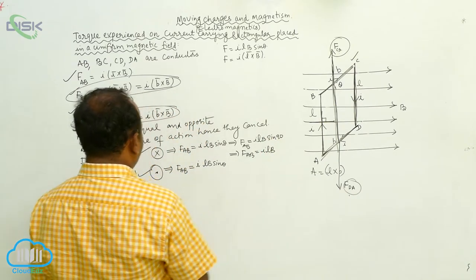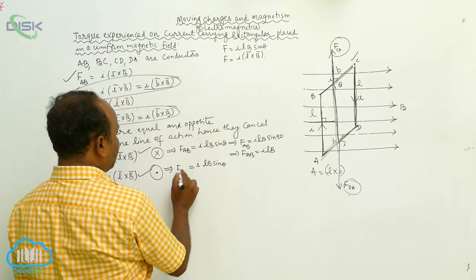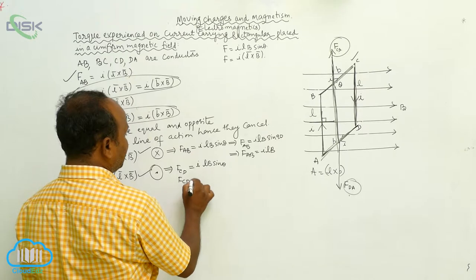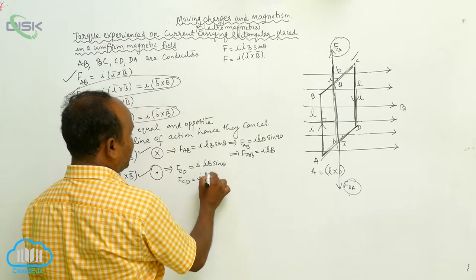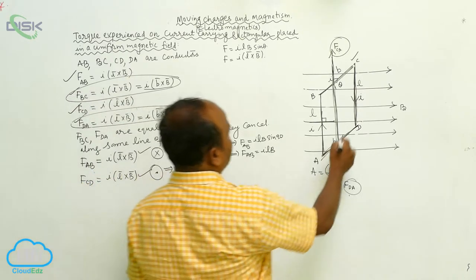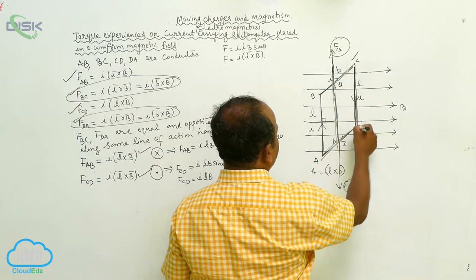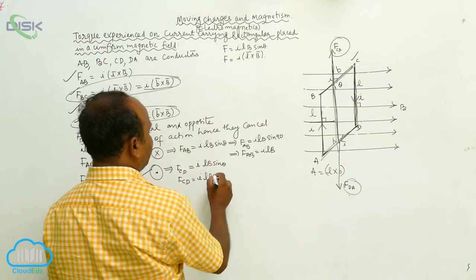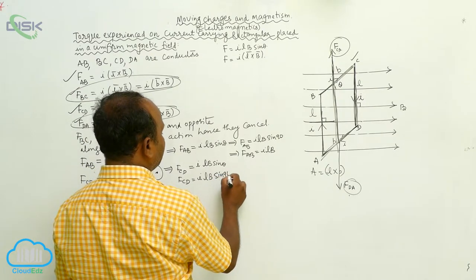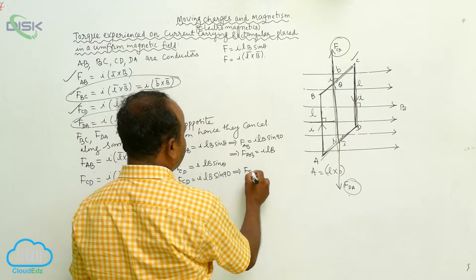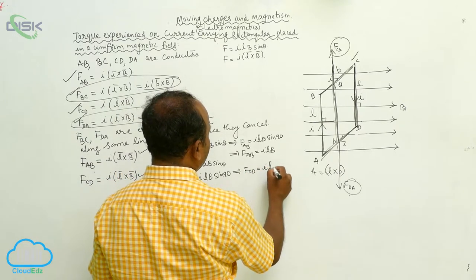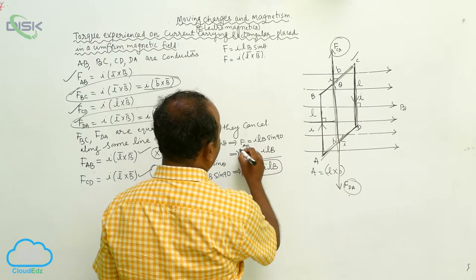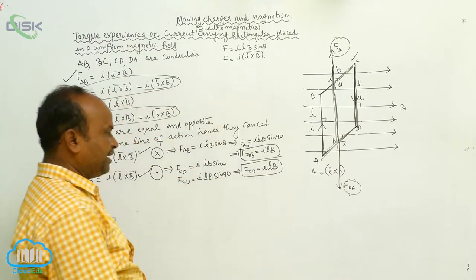F of AB is equal to ILB sine 90, which is equal to 1. Force acting on CD is equal to ILB sine theta. This is called CD. The CD conductor is making an angle of 90 degrees with the magnetic field. Then sine 90, that implies F of CD is equal to ILB.